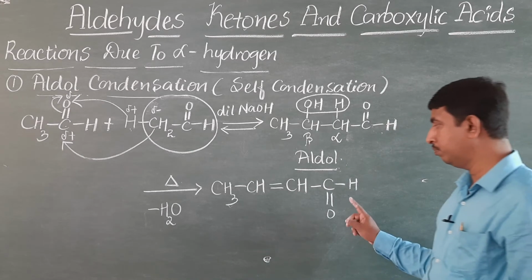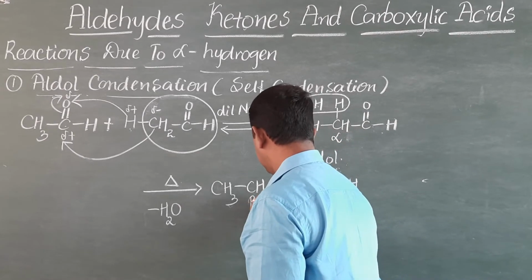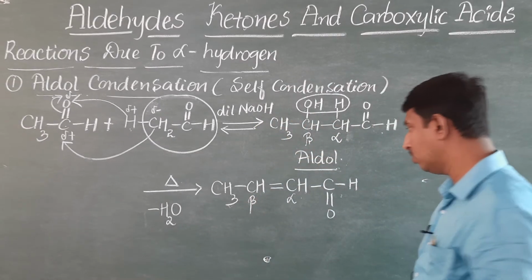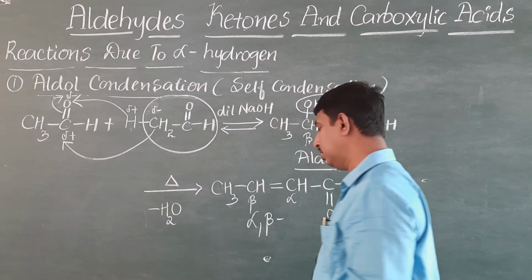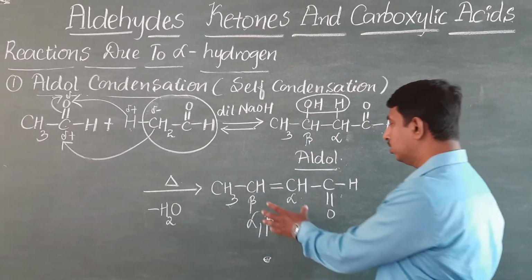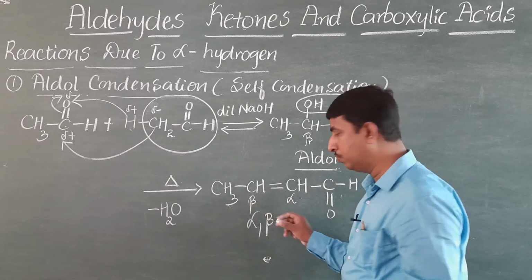Now this product, it is named as what? This is the functional group, this is alpha, this is beta. So the compound is named as alpha, beta. Between these two, alpha and beta carbon atoms, there is a double bond.